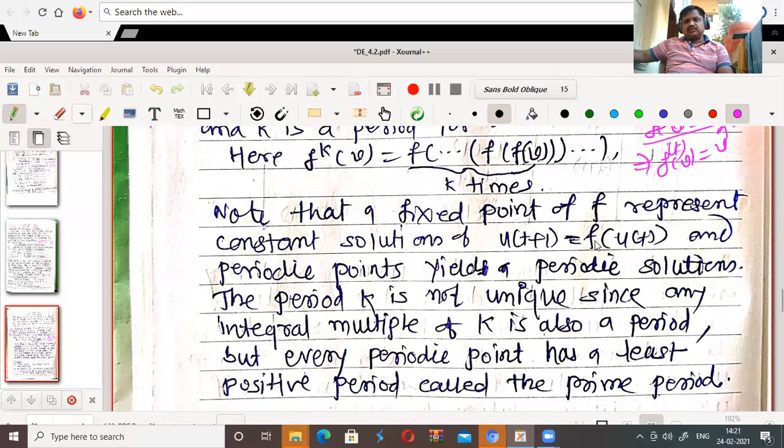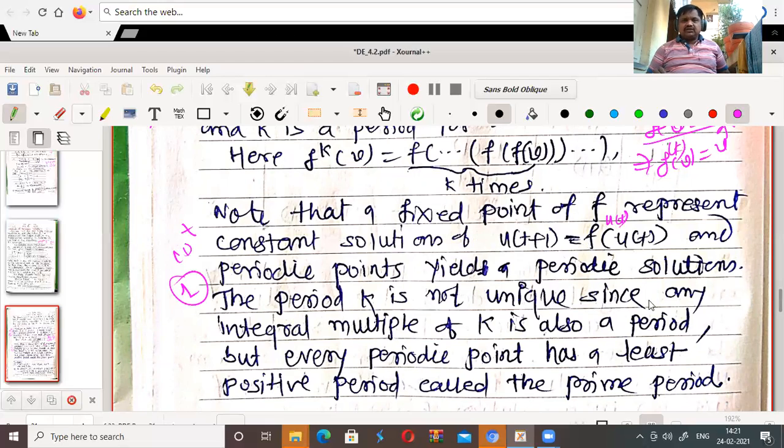Know that a fixed point of f represents a constant solution of u t plus 1 equal to f of u t. Because f of u t equal to u t, we have u t plus 1 equal to u t. If u t is a fixed point of f, you can write f of u t equal to u t, that is u t plus 1 equal to u t, and its solution is 1 to the power t, which is 1. That is, the solution is constant. Note that a fixed point of f represents a constant solution, and periodic points yield a periodic solution.